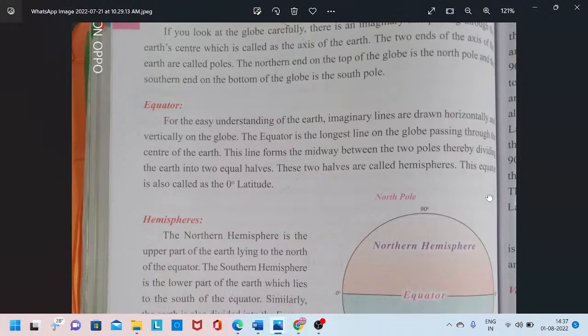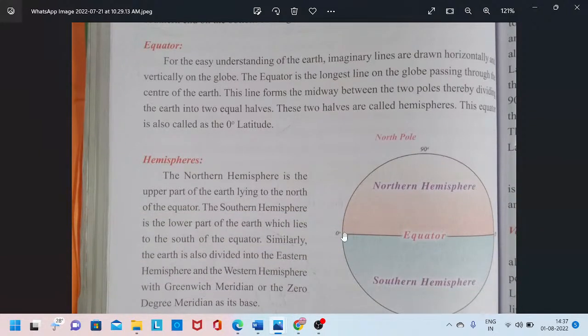As shown here, I'll show you. See, the line which is passing in the middle is the equator, and this equator is also called 0 latitude. Since the equator passes in the middle of the globe, it has become two equal parts. The uppermost part, the part towards the north pole, is called the northern hemisphere, and the part towards the south pole is the southern hemisphere.